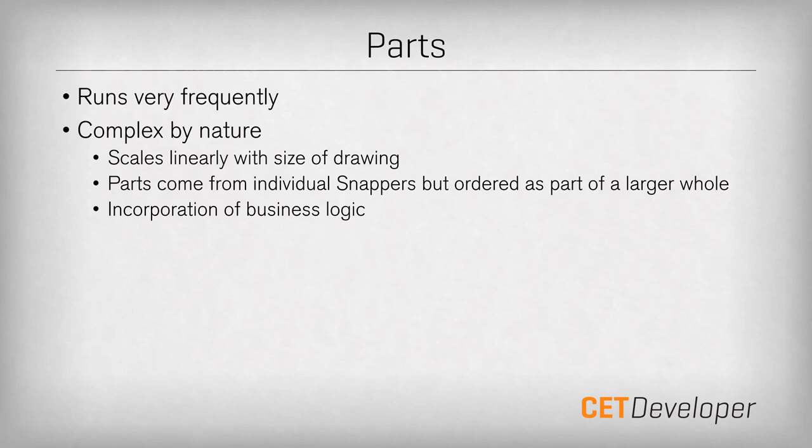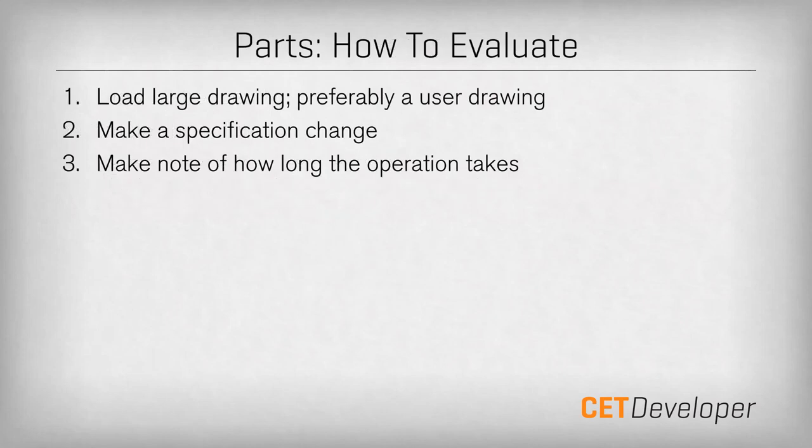There's a lot of stuff that goes into parts. There's a lot of work to be done, and there's a lot of parts to generate. It's a rough one. It's a really easy one to go bad. So how can you tell?